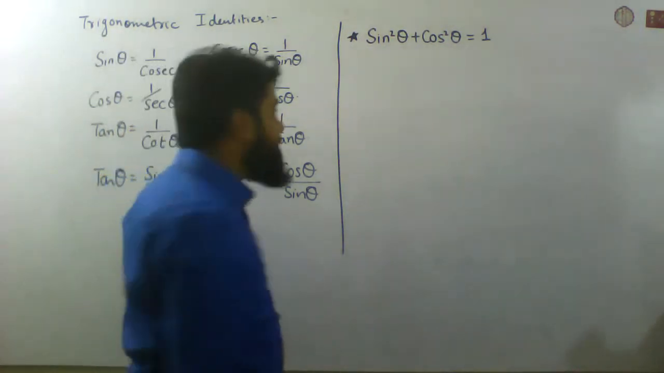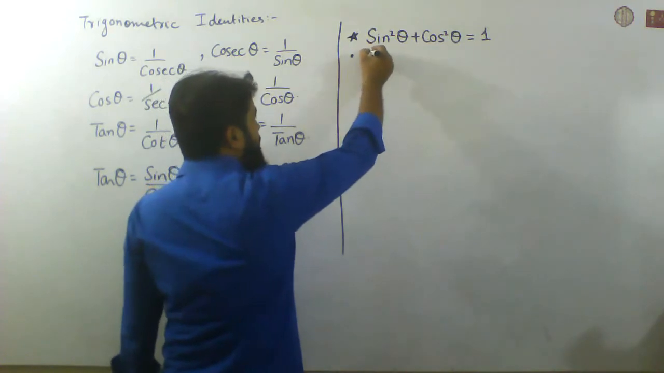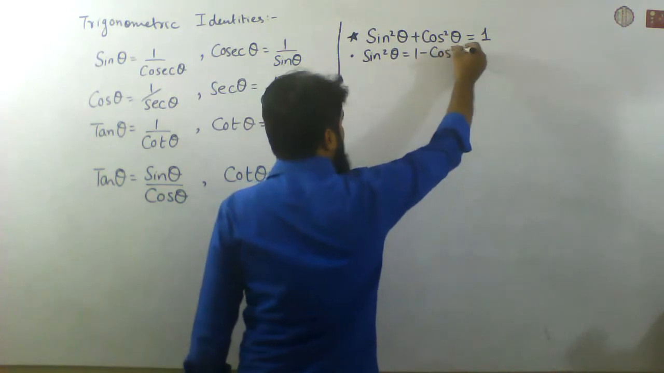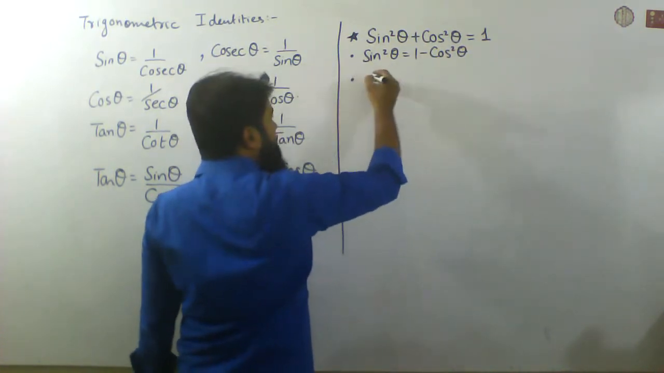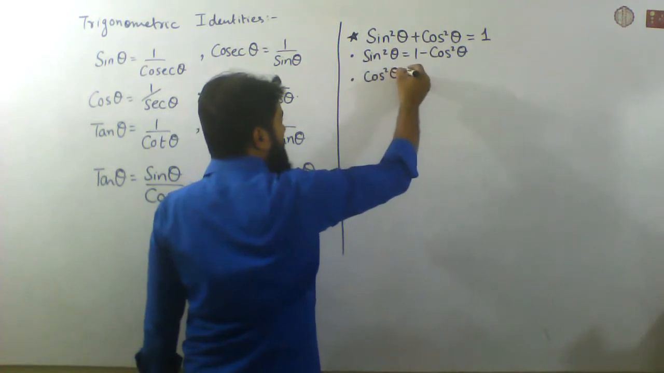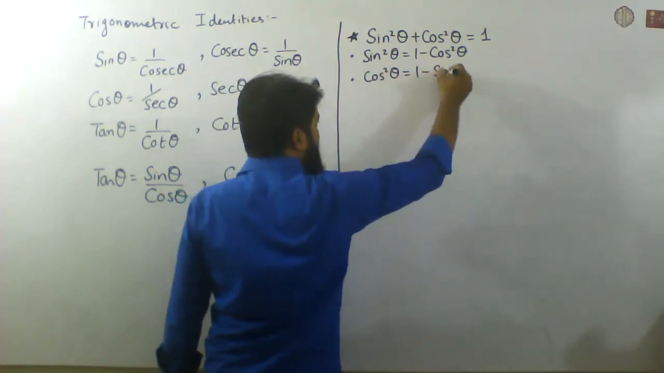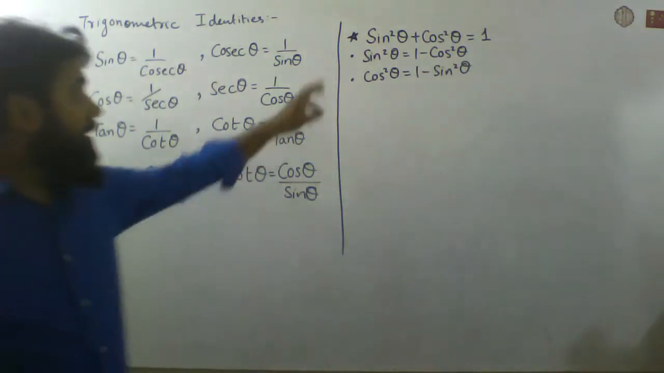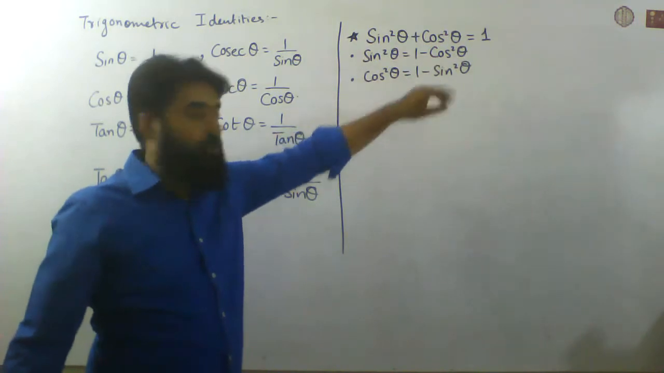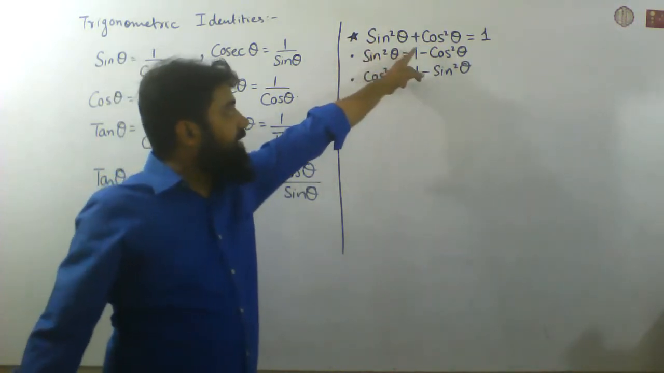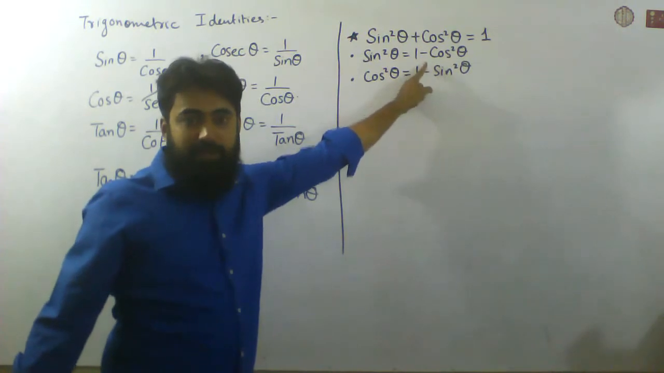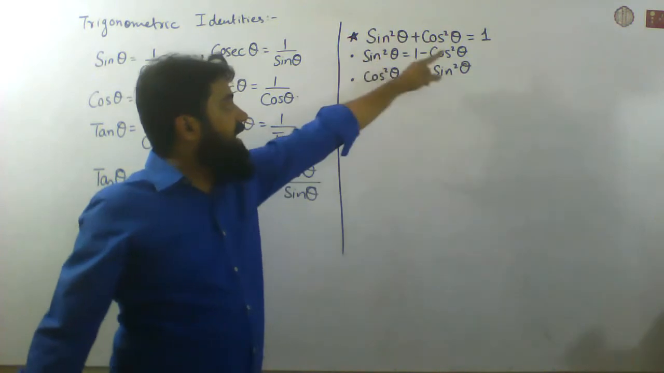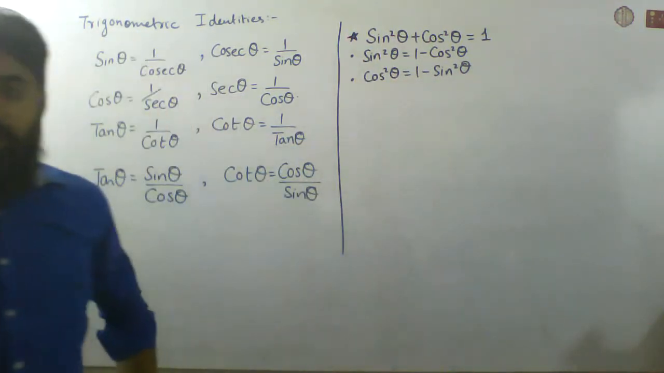And what are the different variations you can have over here? You can have sin square theta equals 1 minus cos square theta, or cos square theta equals 1 minus sin square theta. That can also be a variation. In one variation I shifted cos square to the other side, and in the other I kept cos square on the left side and shifted sin square to the right side, and got this result.